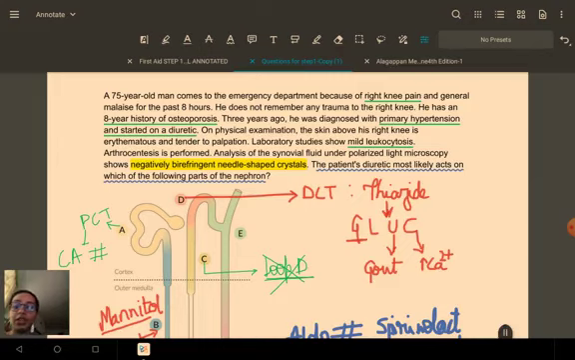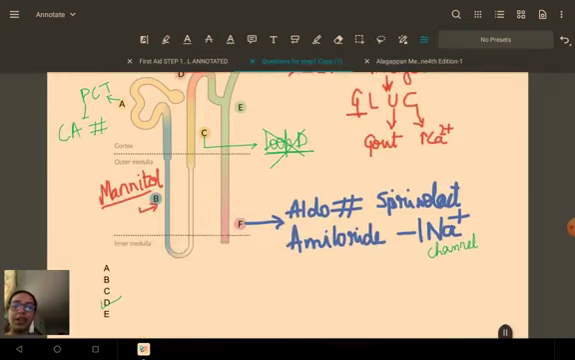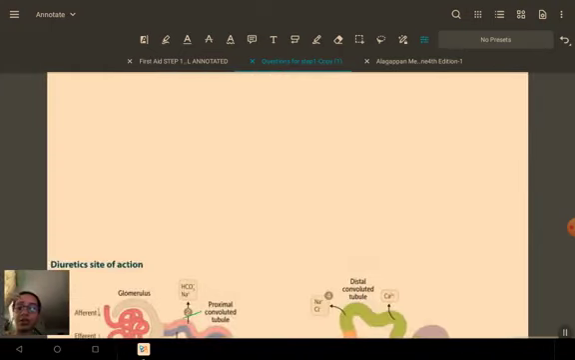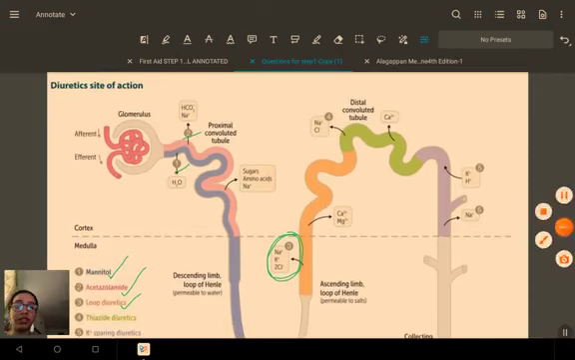Also, thiazides are one of the first line diuretics that we use in hypertension. So with thiazide fitting in perfectly, the answer here is D. Let's quickly summarize and take a look at all the diuretics at once.